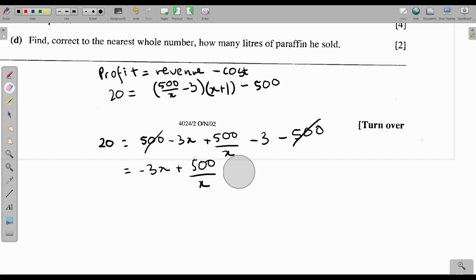Wait, no, I'm not adding 20 to both sides. I'm subtracting 20 from both sides because I need to make 0. So 20 minus 20 is 0, and minus 3 minus 20 is minus 23.